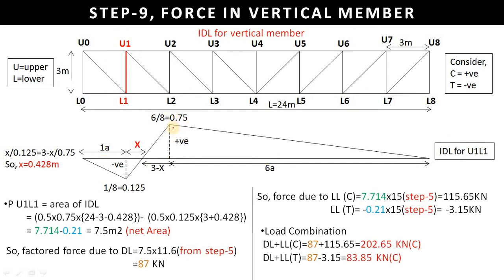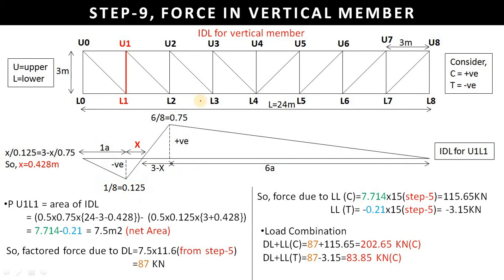Now we will see the height. For this positive ILD diagram, the height will be number of panels, which is 6, divided by total number of panels, which is 8. So we have got the height for the positive ILD as 0.75. Coming on to the negative side, the number of panels is 1, divided by total number of panels, 8. So the height for the negative ILD will be 0.125.